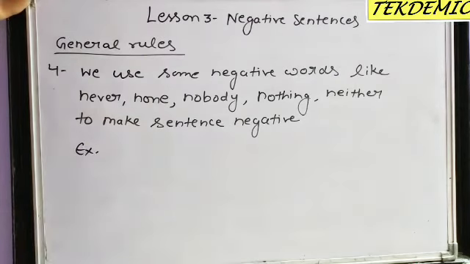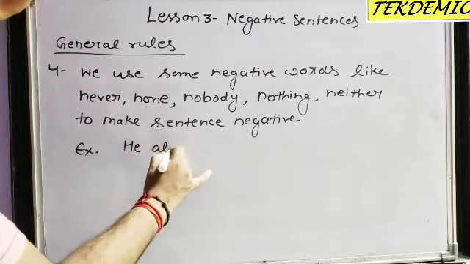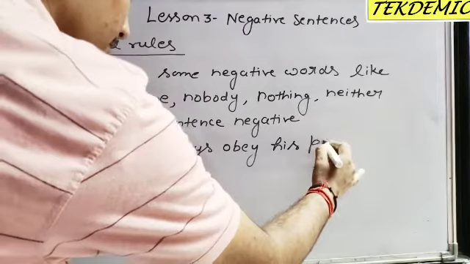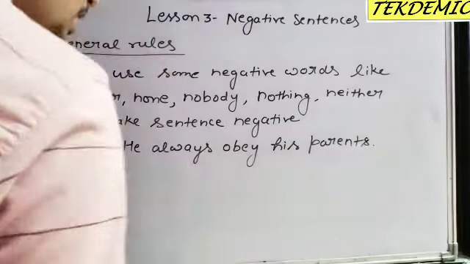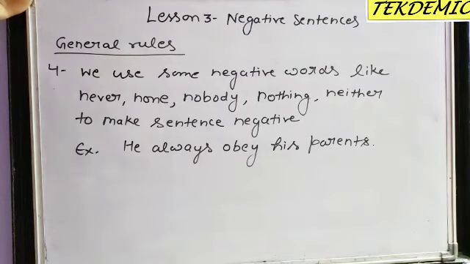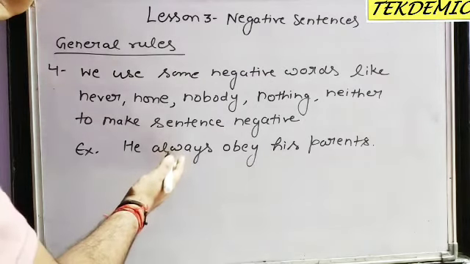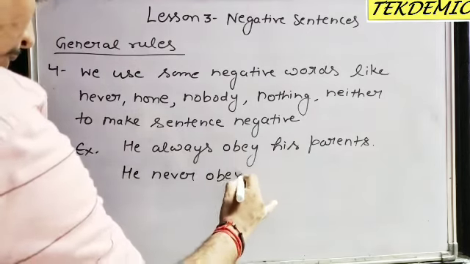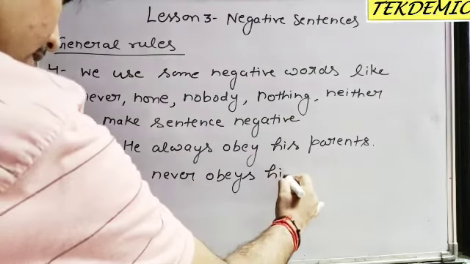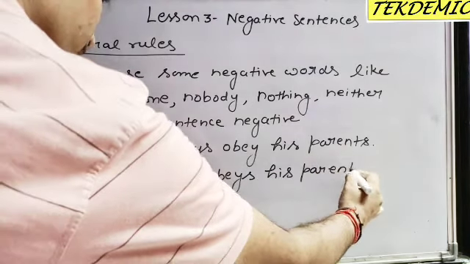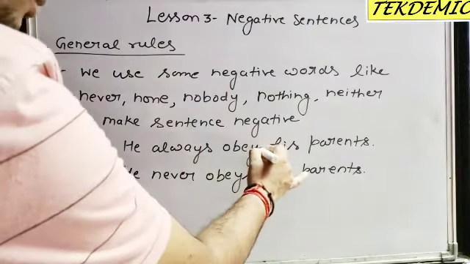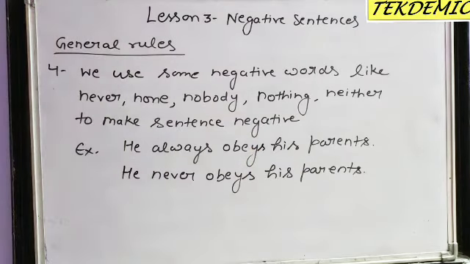For example, he always obeys his parents. How will we make it negative? We will use never. Opposite of always is never. So he never obeys his parents. Okay? He always obeys his parents. He never obeys his parents.